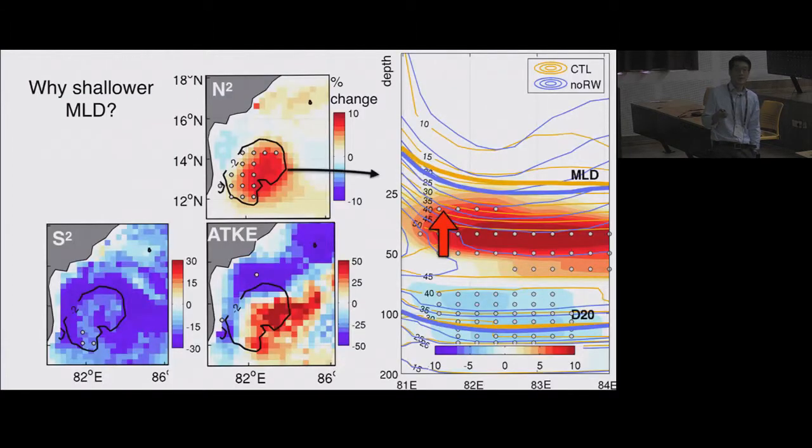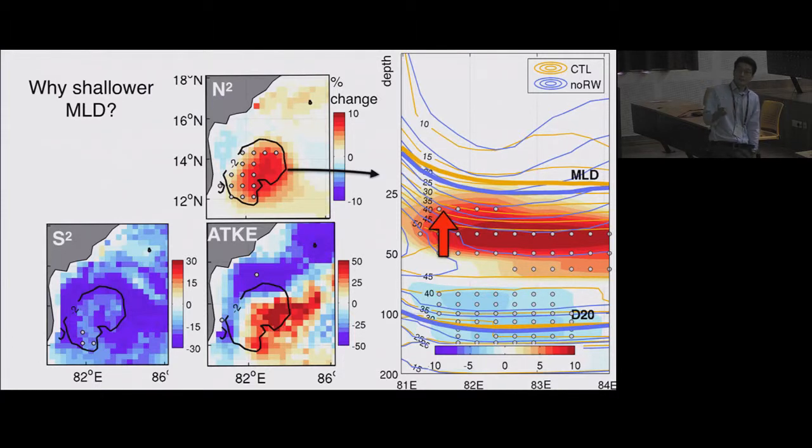The question is, again, why does the mixed layer depth become shallower when you allow the surface current effect on the wind stress? So I'm calculating N squared, averaged over the top 200 meters. And you can see that precisely where the mixed layer depth shoals, you see increased stratification. So this is a very good case suggesting that the mixed layer depth shoals because stratification increases.